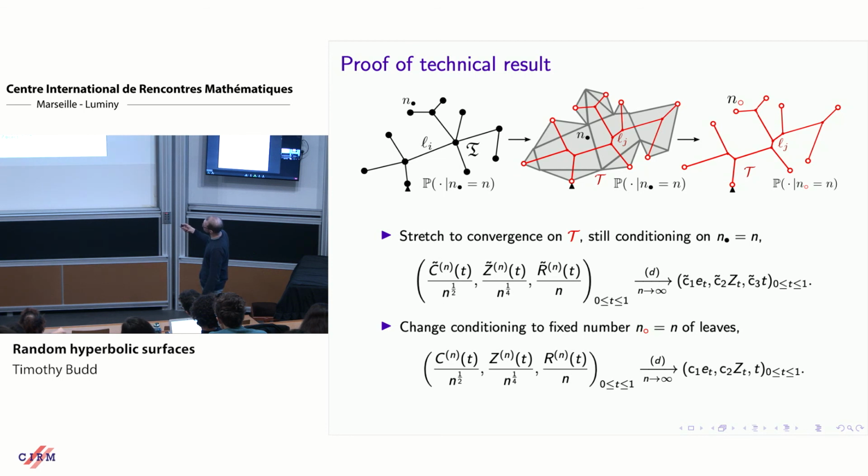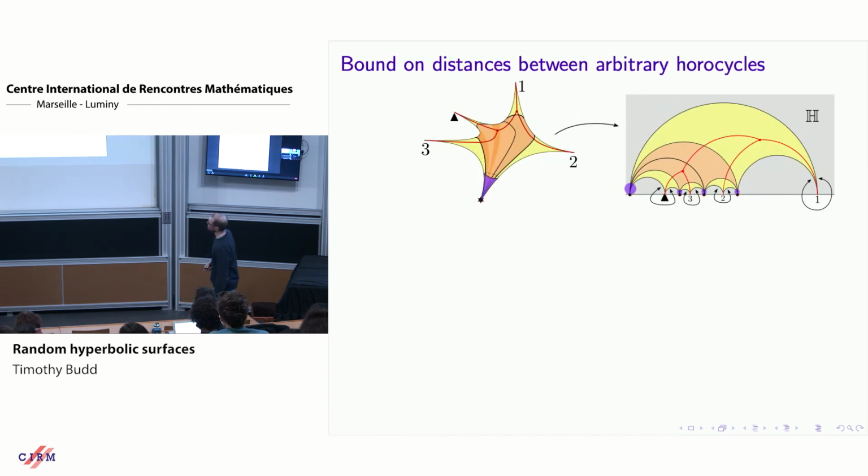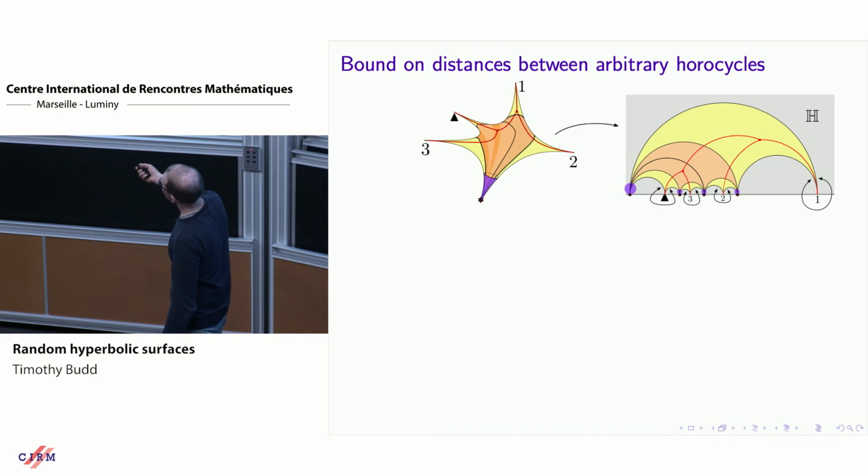The most important part is that there are some technical challenges to transfer the convergence from the black trees to the original trees that I'll not comment on. An important additional ingredient in order to get the convergence of the full metric space is to be able to bound distances not just between cusps and the origin, but between arbitrary cusps.